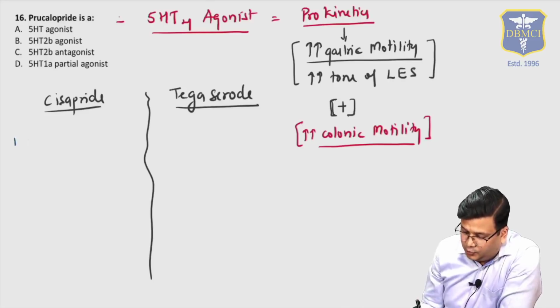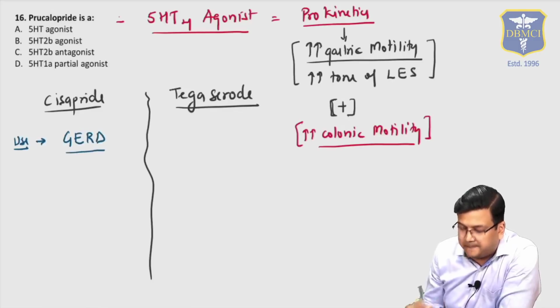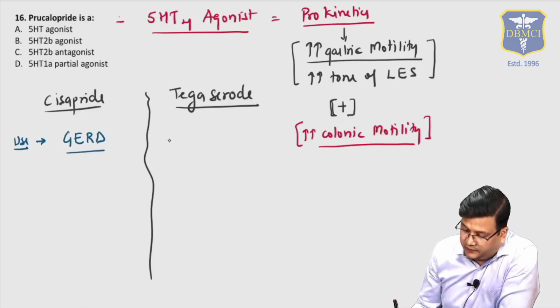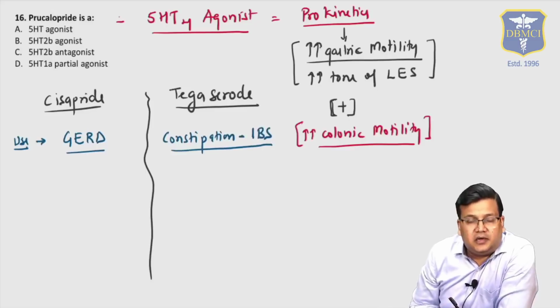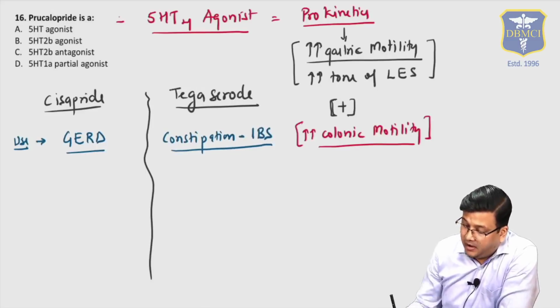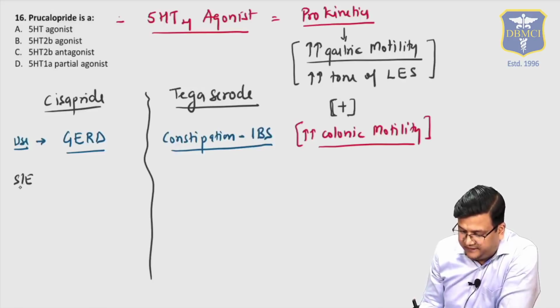Cisapride was used for the treatment of gastroesophageal reflux disease, and tegaserod was used for the constipation type of irritable bowel syndrome. So constipation predominant irritable bowel syndrome. Both these drugs have been banned because of their side effects.